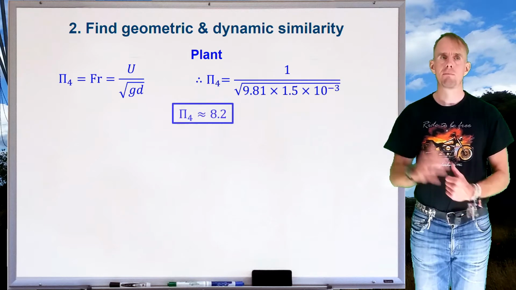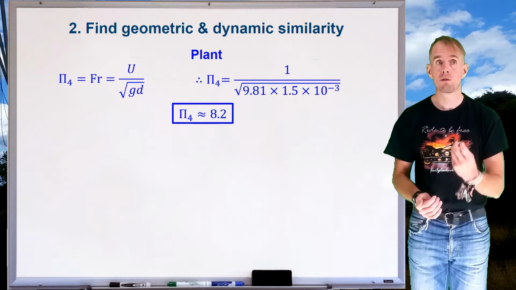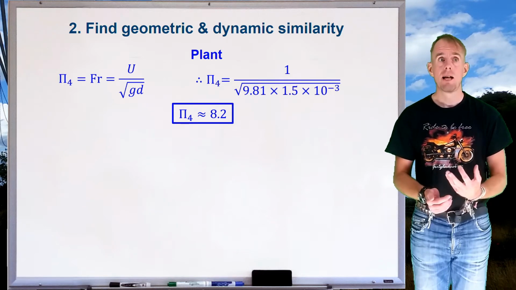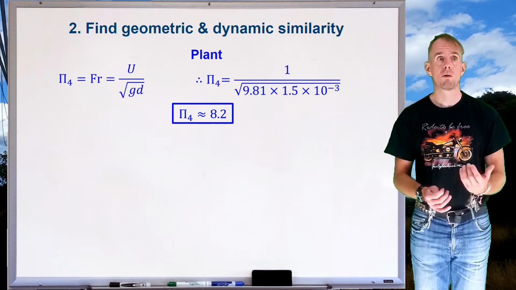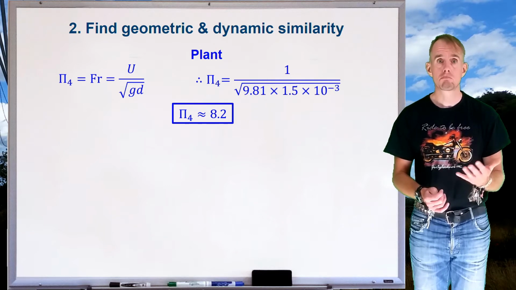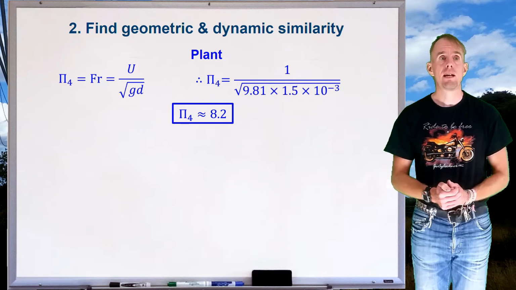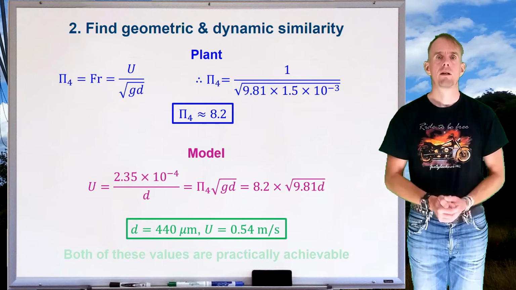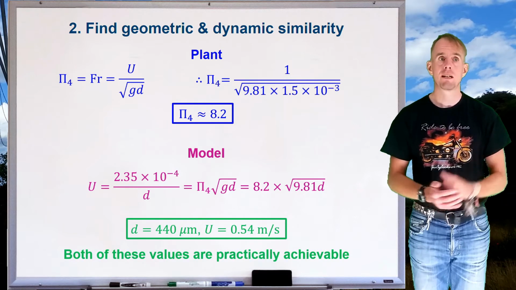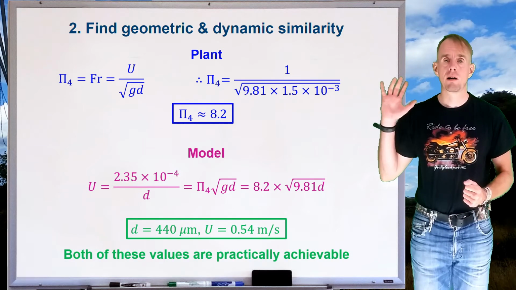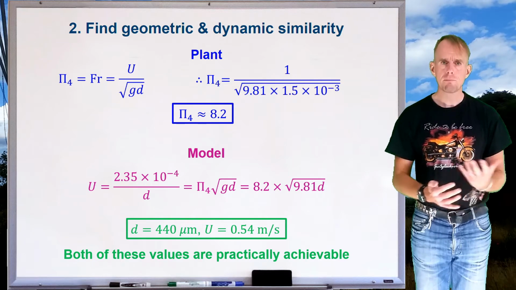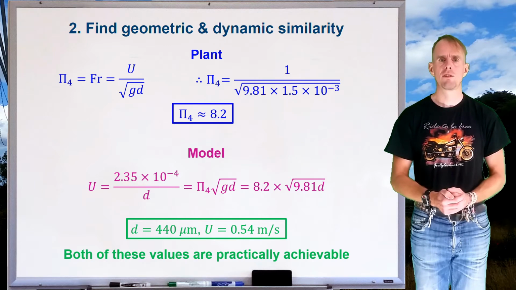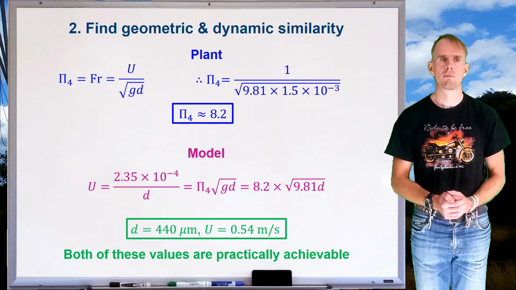Let's look at another dimensionless group. Let's look at the Froude number. The Froude number usefully also has U and D associated with it. This is good. And we can work out that pi 4 is going to be roughly 8.2. Fine. And therefore, we can use that information along with the information about the product of DU from Reynolds number to work out that our particle diameter in our model has to be about 440 microns, and our superficial fluidizing velocity on our model is just over half a meter per second.